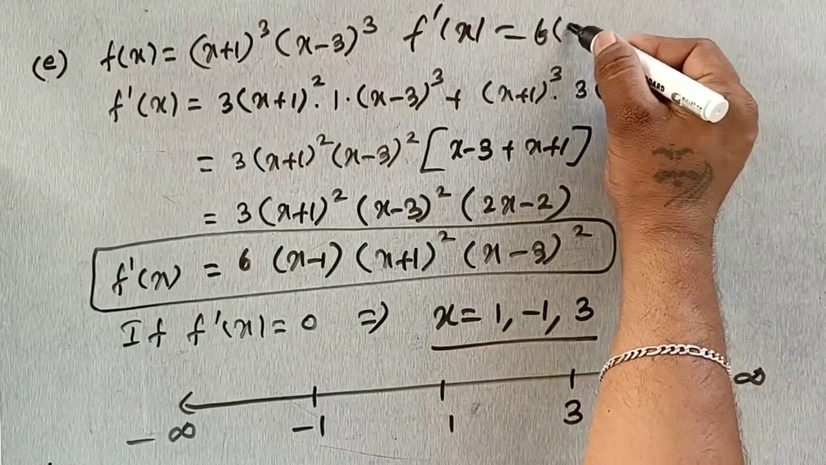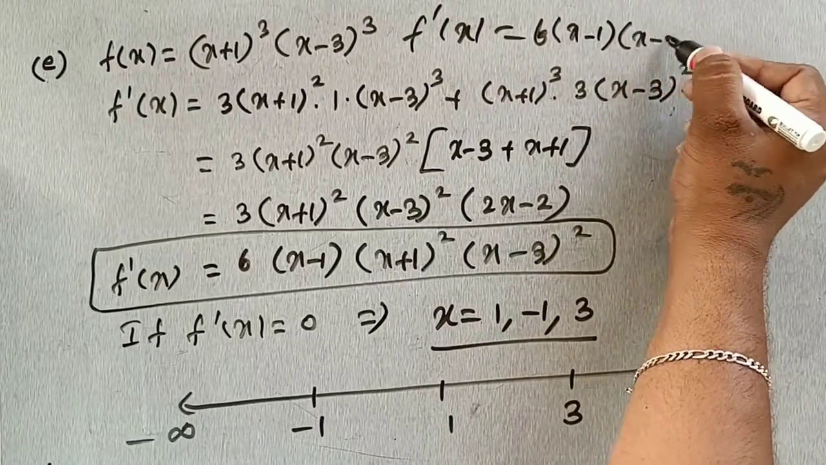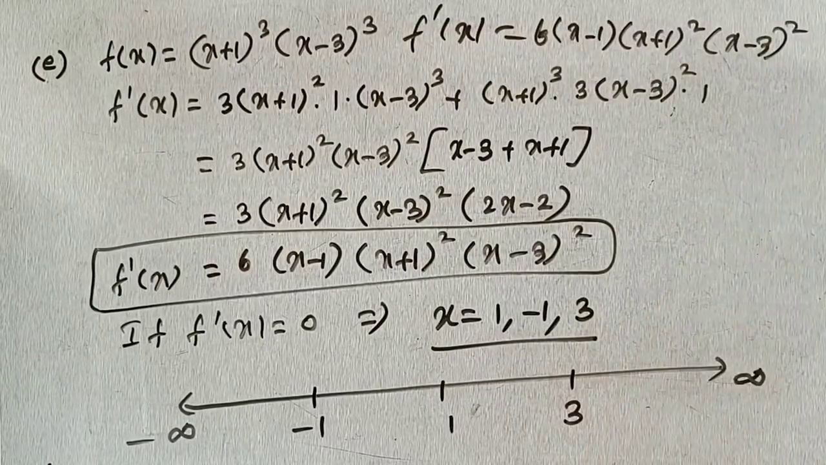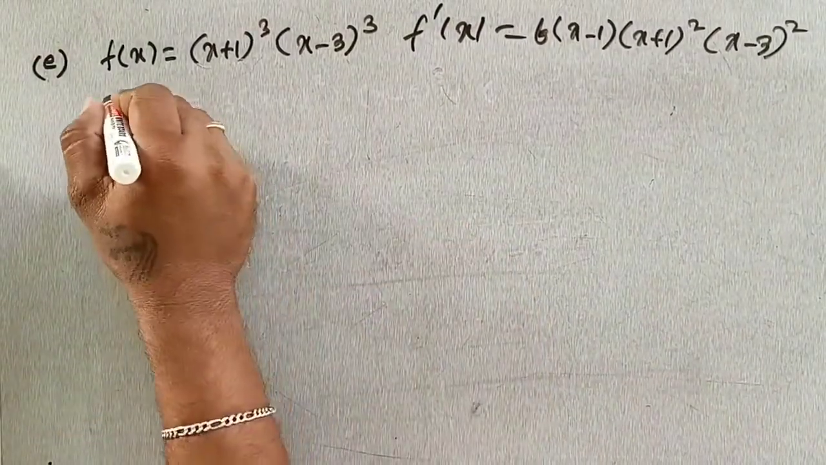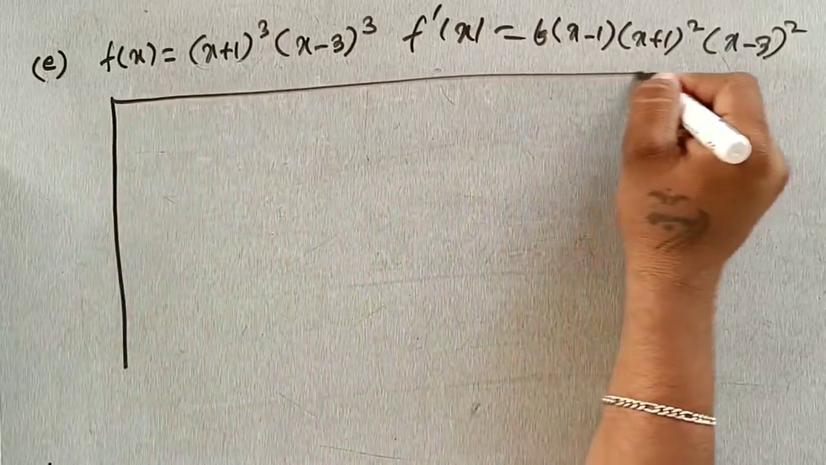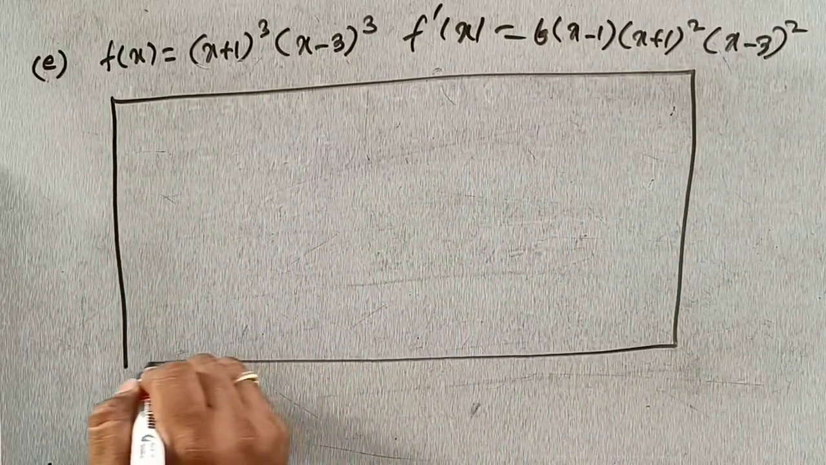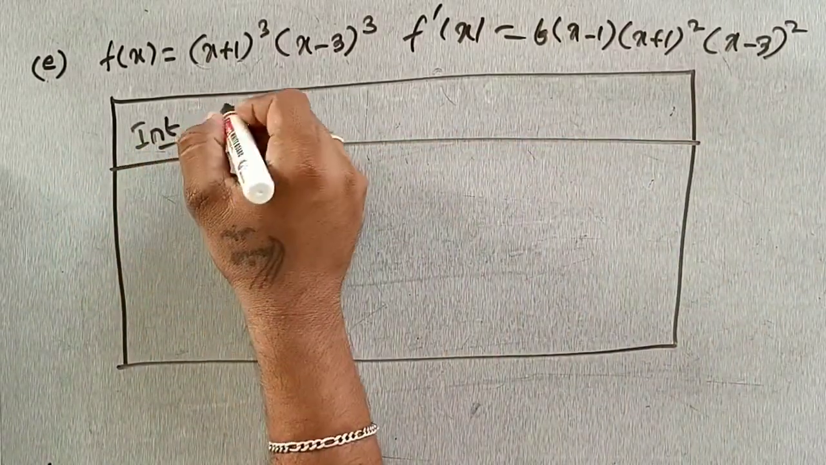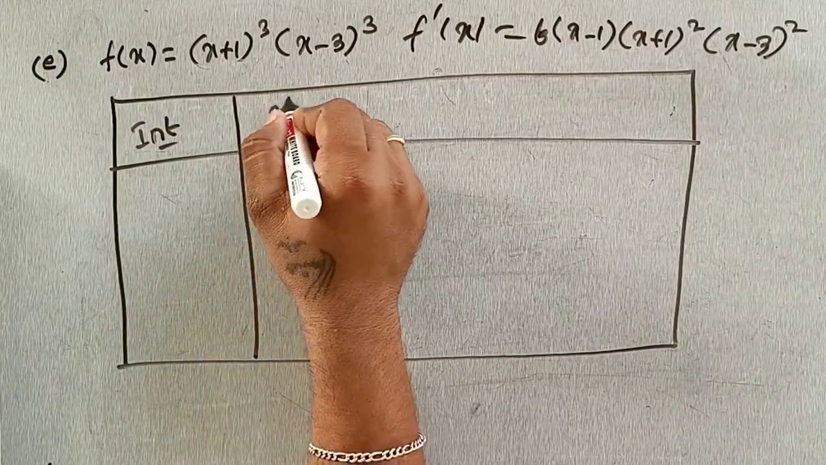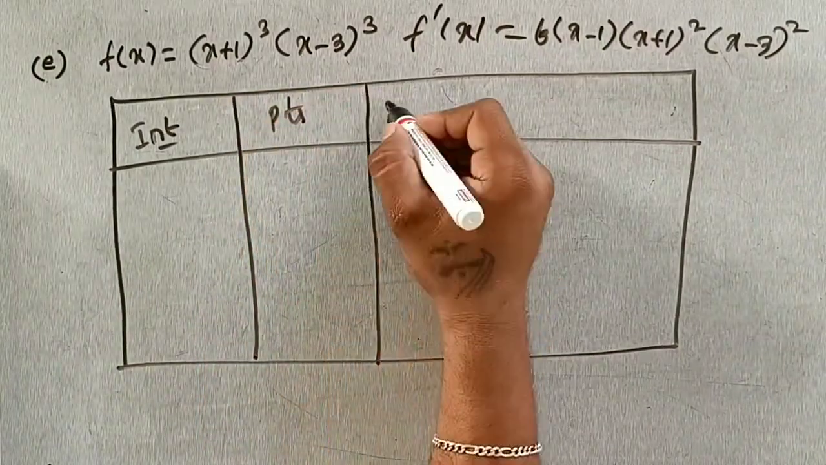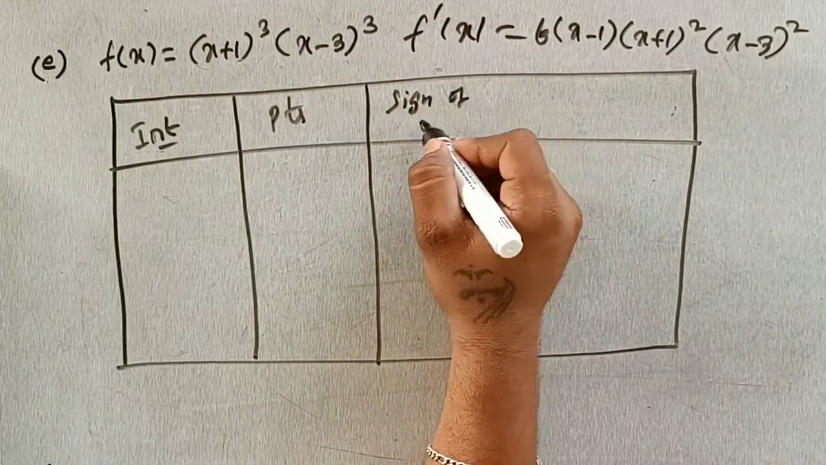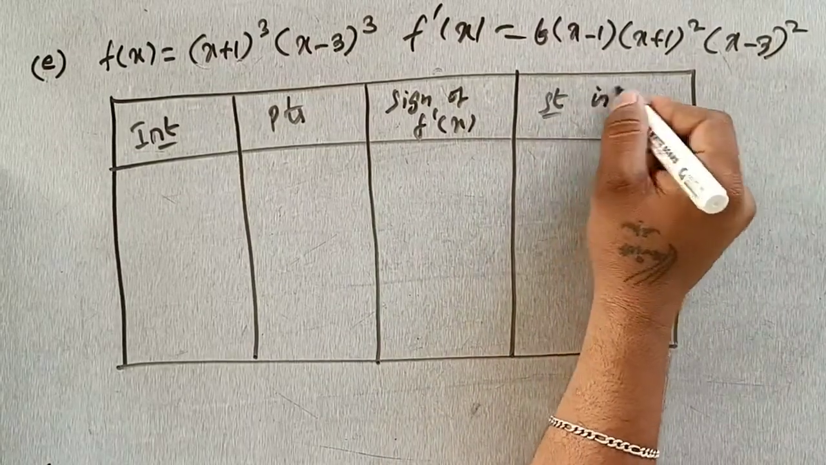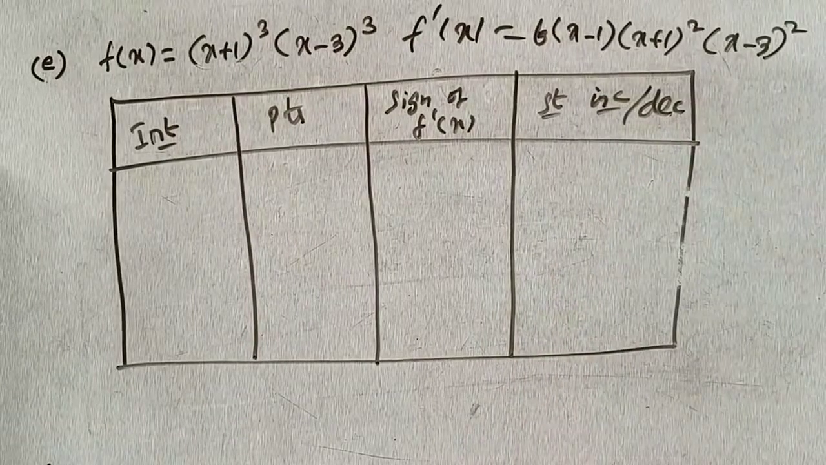So I will write f dash of x here, then I will erase the remaining. So f dash of x equal to 6 into (x minus 1) into (x plus 1) square into (x minus 3) square. Now find the table, find the solution from the table where it is increasing or decreasing. So first column will be intervals as usual, second column will be points, third column will be sign of f dash of x, and finally the fourth column will be strictly increasing or decreasing.